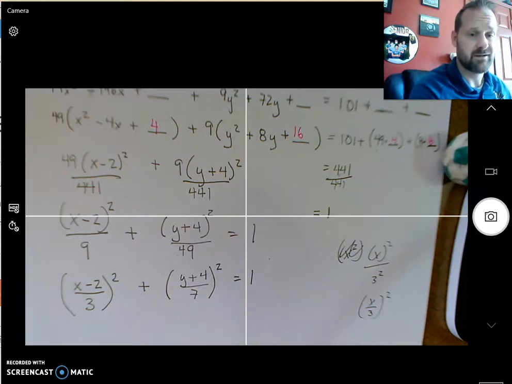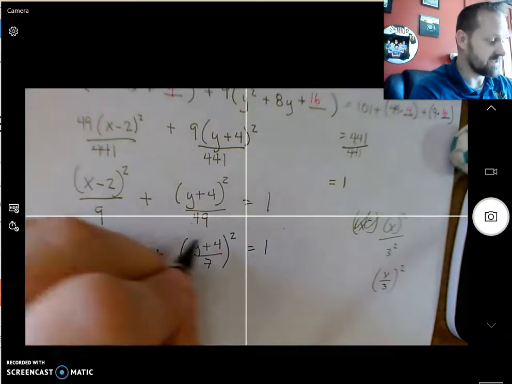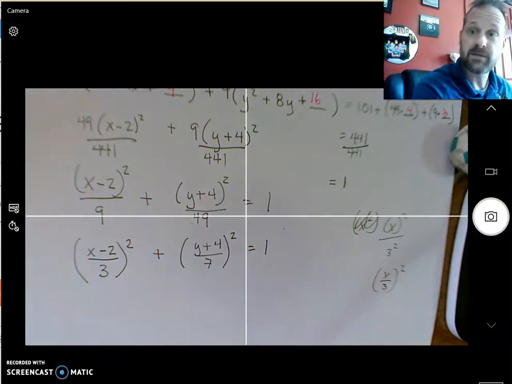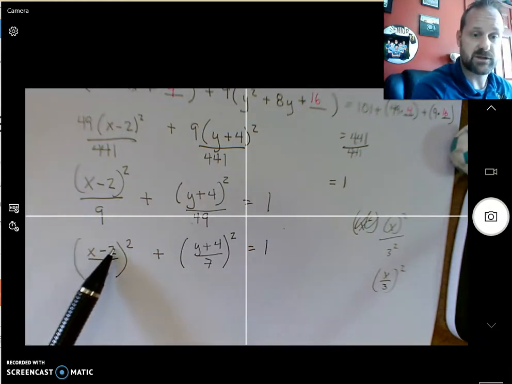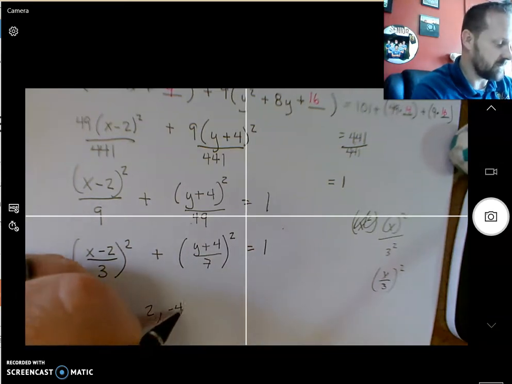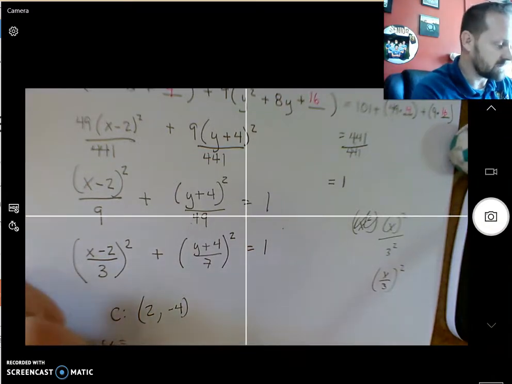I'm running out of time here, so I'm not going to be able to graph this, but you'll be able to. So the center of the ellipse, h and k, think about what's going to make these zeros. So 2 minus 2 is 0, negative 4 plus 4 is 0. So the center of this ellipse is at positive 2, negative 4. Remember, always, always, always x and y format. And then what's Rx? Rx is going to be 3, and Ry is going to be 7.